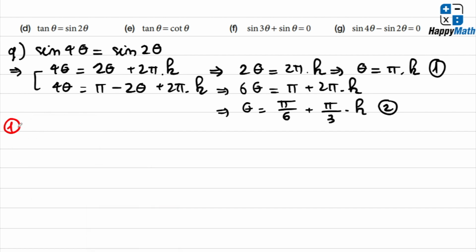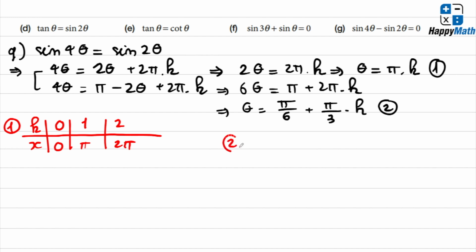Okay, equation 1, formula 1 and formula 2. For the first one, you make the table between k and x. When k is negative, no, it has to be 0, and 0 here. About 1, you get pi. About 2, you get 2 pi. And for the second, equation 2, you have here the relationship between k and theta. Sorry, this is not x, this is theta.